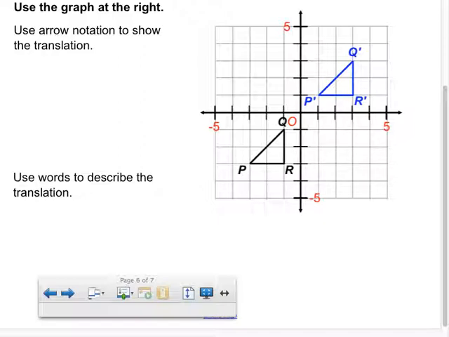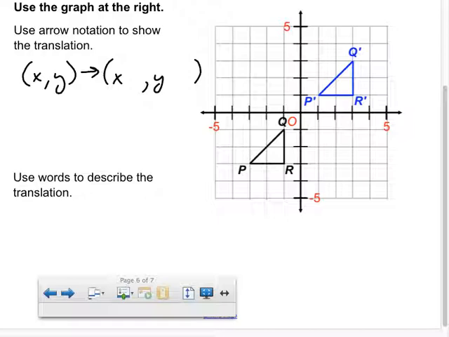Okay, so now let's take a look at this graph. We're going to use this graph to answer these 2 questions. Use arrow notation to show the translation. So remember, for arrow notation, we start out with any generic point x, y. And then we get a new point, x with some modification to x, and y with some modification to y. So let's figure out what that is.